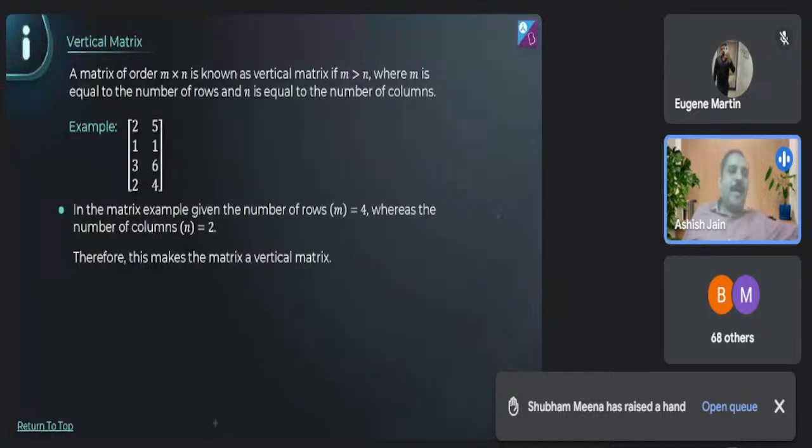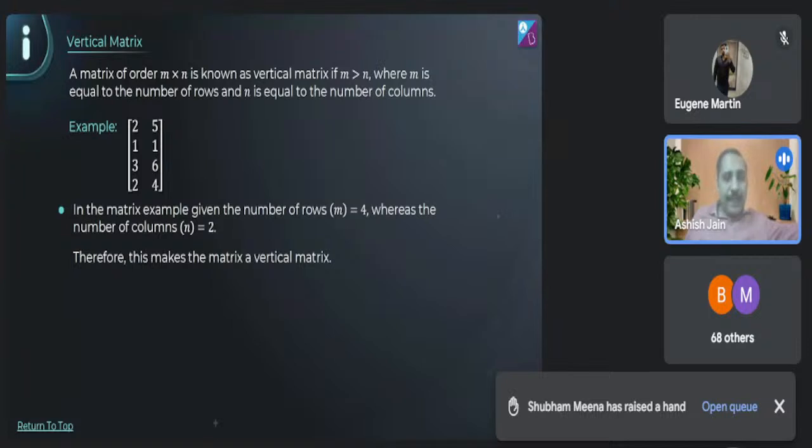See the example, we have 2, 5, 1, 1, 3, 6, 2, 4. These are the elements of a matrix. What is the dimension of this matrix? We have 4 rows and 2 columns. Since we have more rows, it is stretched towards its height. So this is called a vertical matrix. Clear?